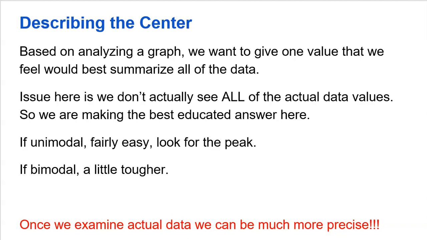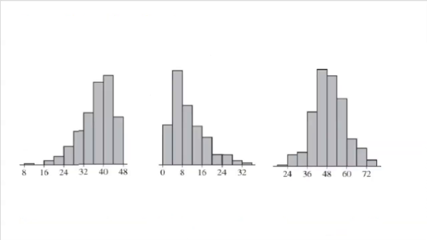But we just want to talk about one value that summarizes all the data simply based on looking at the graph. Okay? If it's uniform, it's pretty easy to do. Just look for that center peak. If it's bimodal, it's a little bit tougher. But again, once we examine the actual data, in coming videos, we'll be much more precise in talking about center. So here's three graphs. If I had to talk about the center, you're looking for that peak. The center for here would be 40. I'd say most data is near 40.